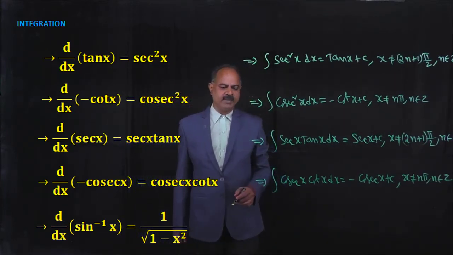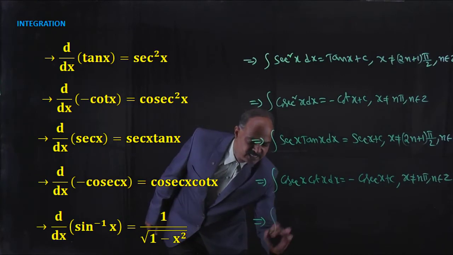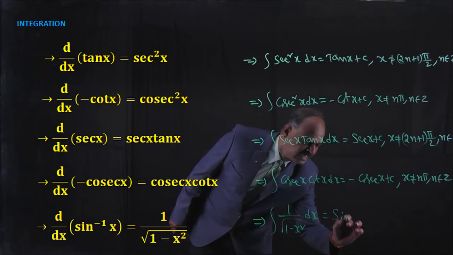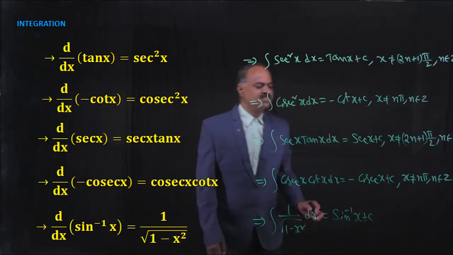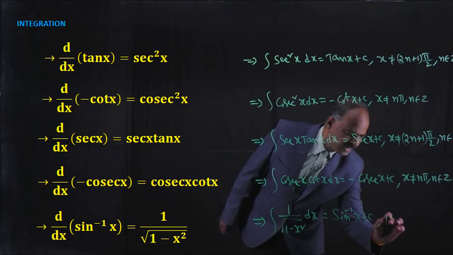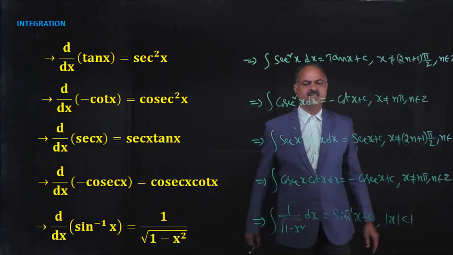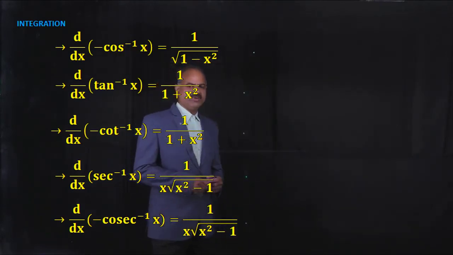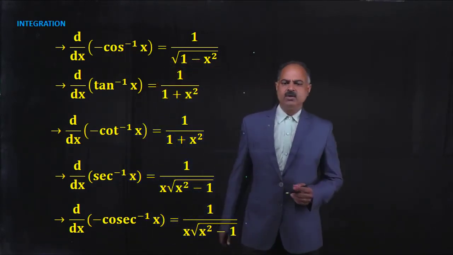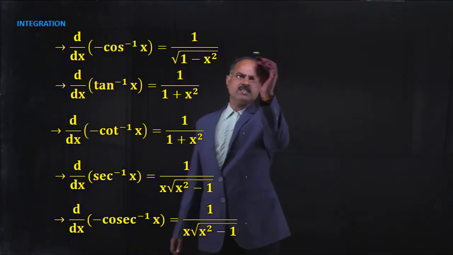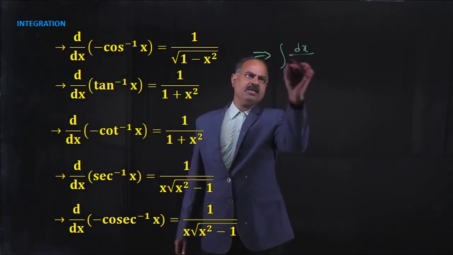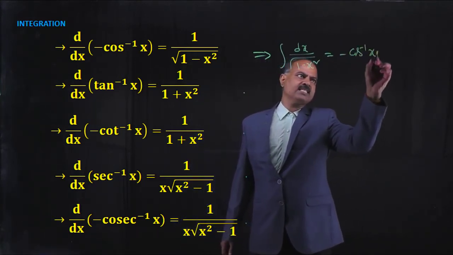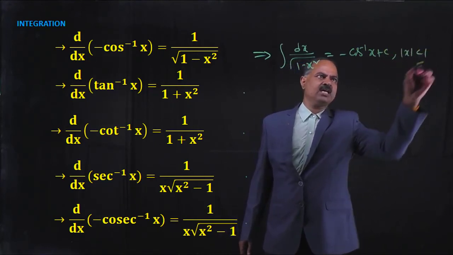Next one is we know that d by dx of sin inverse x equals 1 by root over 1 minus x square. So here this implies integral 1 by square root 1 minus x square dx equals sin inverse x plus c, here mod x is less than 1. Next, d by dx of minus cos inverse x equals 1 by root over 1 minus x square. So this implies integral dx by root over 1 minus x square equals minus cos inverse x plus c, modulus of x less than 1.